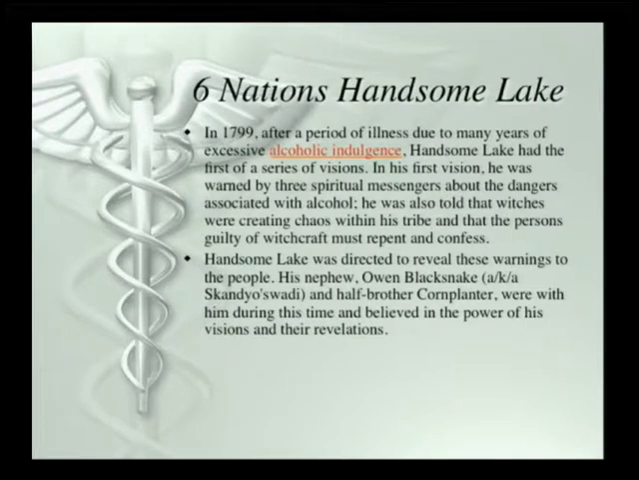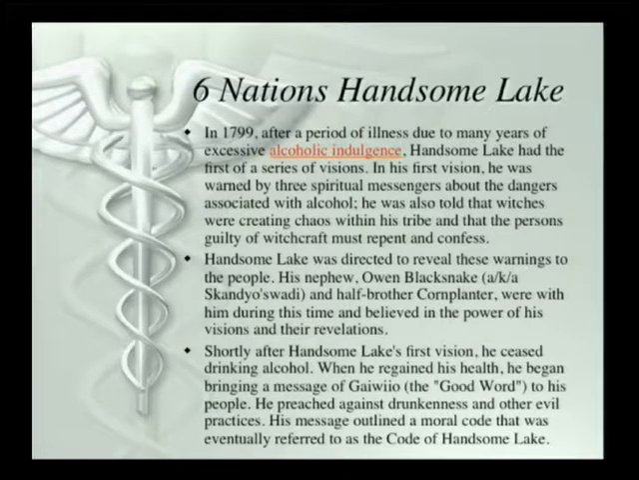Handsome Lake was directed to reveal these warnings to the people. His nephew, Owen Blacksnake, also known as Scandios Swati, and half-brother Cornplanter were with him during this time and believed in the power of his visions and their revelations. Shortly after Handsome Lake's first vision, he ceased drinking alcohol. When he regained his health, he began bringing a message of the good word to his people.